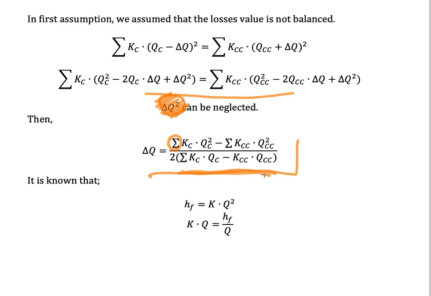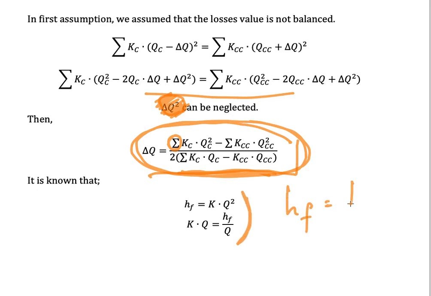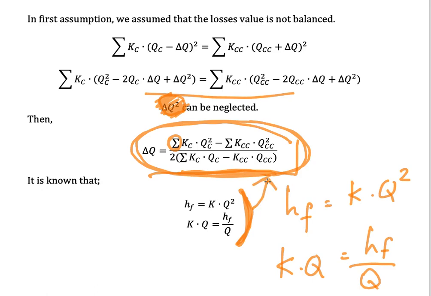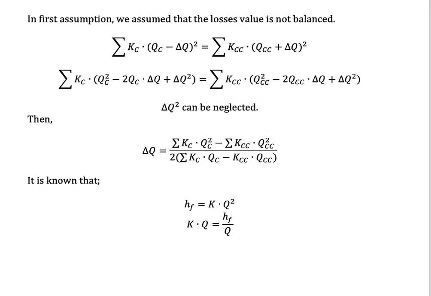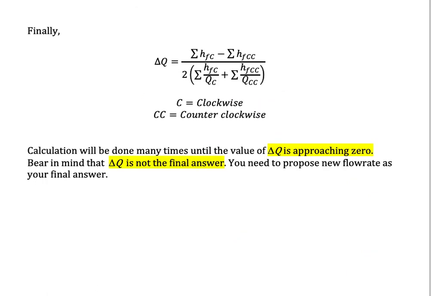Then we need to rename the equation here by using this term. We know that the losses are equal to KQ squared, so we could write KQ equal to losses over Q, and then we substitute this term into this equation. So we could get this term. Please bear in mind that the C here means clockwise rotation, and CC means counterclockwise rotation.